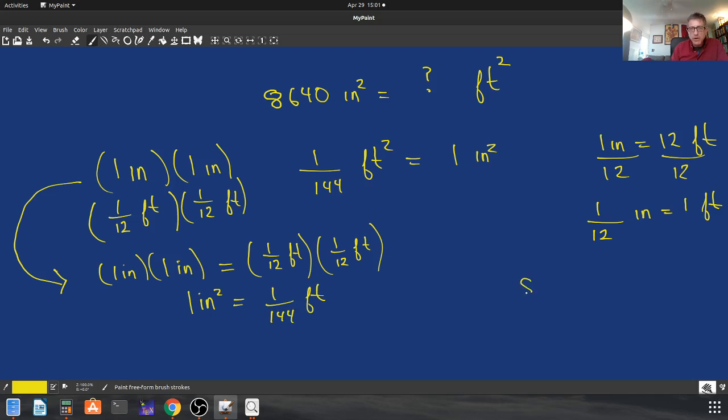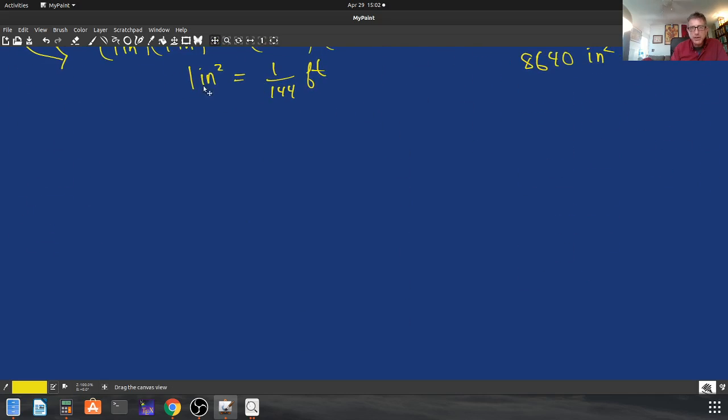And we want to know how many feet squared 8,640 inches squared is. So I hope you can see what to do now. Right here is our formula. So I'm going to multiply both sides by 8,640. When I multiply this side times 8,640, that's supposed to be squared.